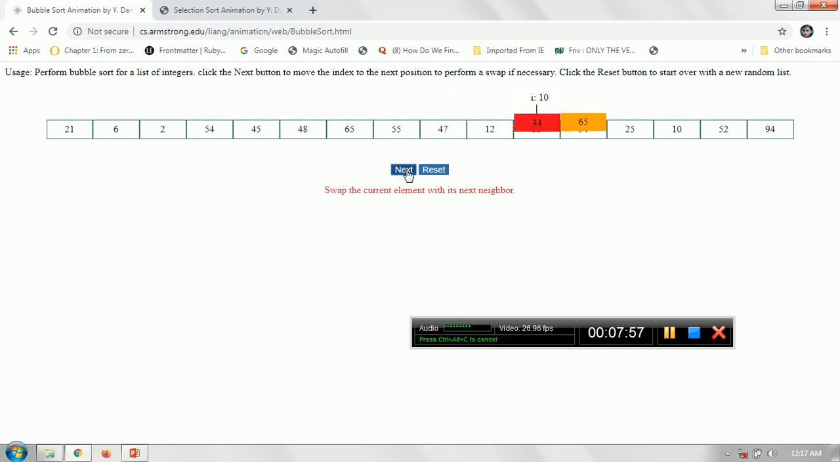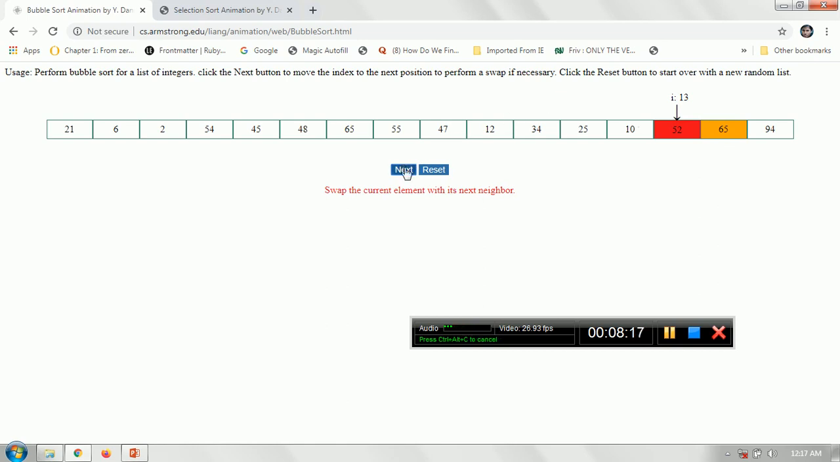Similarly here the swap would be done. Again swap. 65 and 10, a swap would be needed. 65 and 52, a swap would be needed. In this way, see, after the two iterations, the two maximums are at the last. So you have to do it n minus 1 times. I will try it one more time.